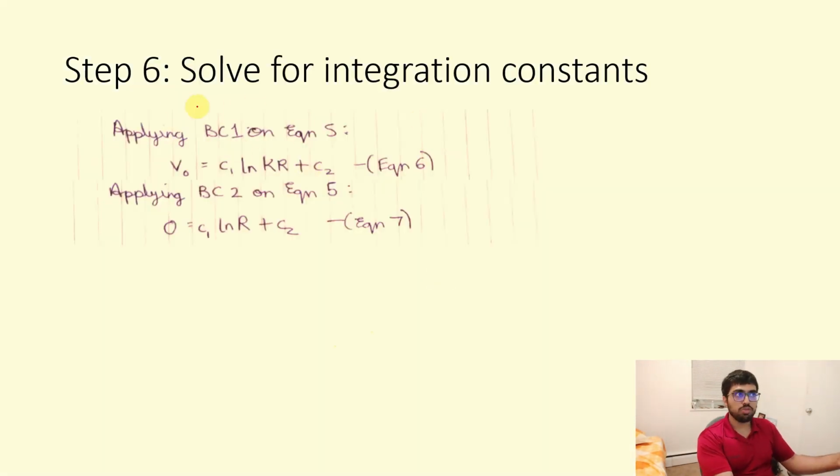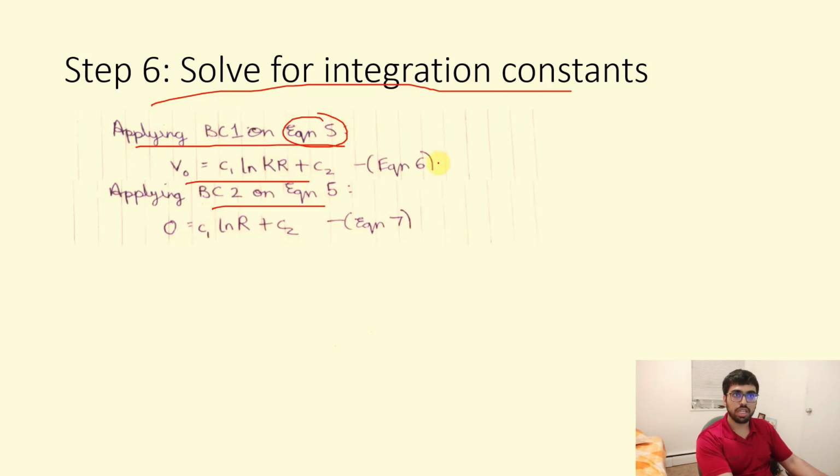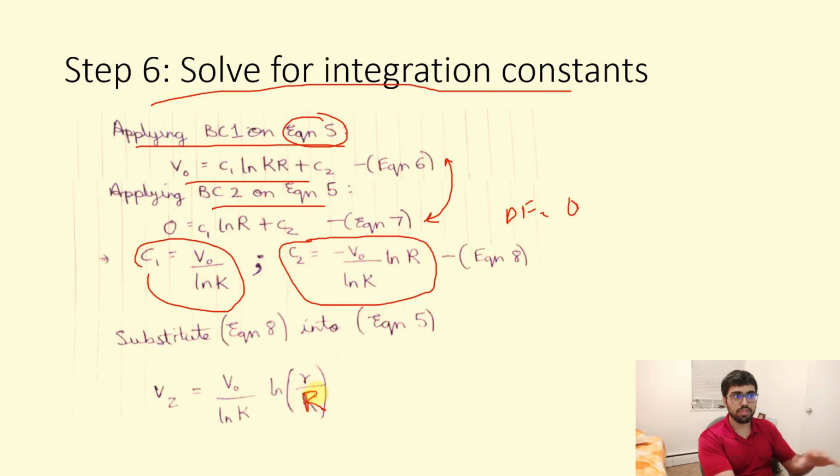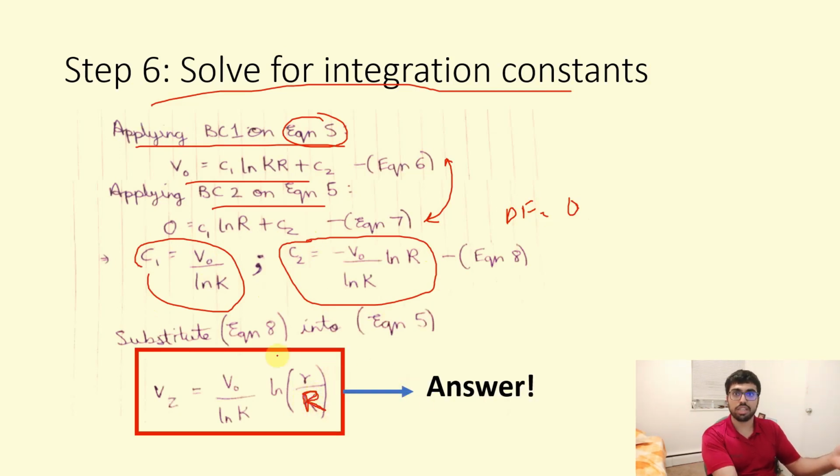So step 6 will be to solve for integration constants. We'll apply boundary condition 1 on equation 5, we'll get this, and we'll again apply boundary condition 2 on equation 5, and we'll get these two equations, equation 6 and 7. These are two equations and we have two unknowns, so we have degree of freedom 0, and we will be able to find the values for C1 and C2. So we will get the value of C1 as this. Please solve them by yourself and verify whether I have given you the correct answer or not. And C2 is equal to this equation.